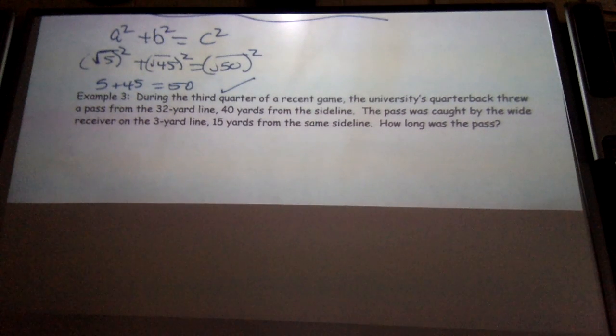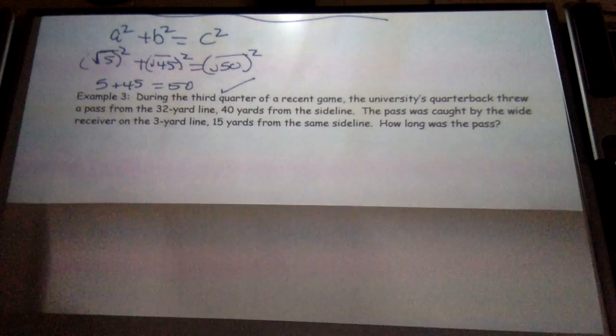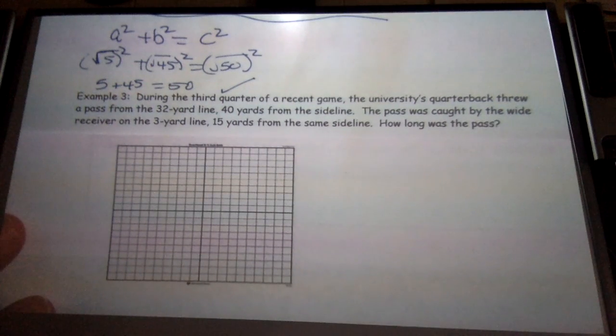Okay, during the third quarter of a recent game, the university's quarterback threw a pass from the 32-yard line, 40 yards from the sideline. That pass was caught by the wide receiver on the 3-yard line, 15 yards from the same sideline. How long was the pass?